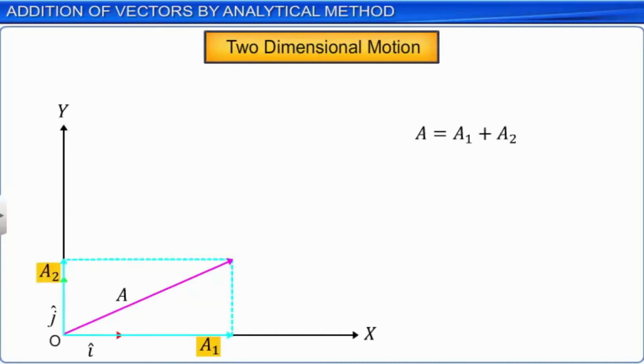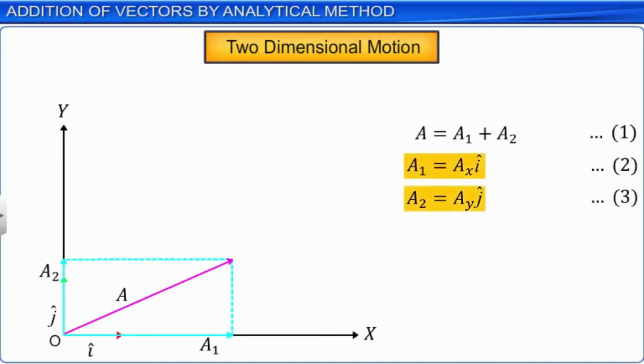As A1 is parallel to i, you can write A1 is equal to Ax i. Let this be equation 2. Similarly, A2 is equal to Ay j. Let this be equation 3. Substituting 2 and 3 in 1, you get A is equal to Ax i plus Ay j.